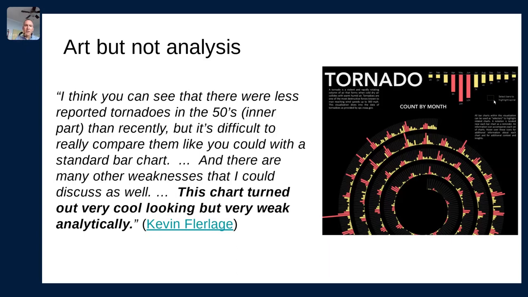It's interesting, the person who made this graph had this quote: you can see there are fewer reported tornadoes in the 50s, the inner part, than recently, but it's difficult to really compare them the way you could with a standard bar chart. Now, the bar chart would be kind of boring, but it gets the point across, depending on exactly what point you're trying to make. And at the end he says this chart turned out to be very cool to look at, but it's very weak analytically. I think that's something to think about when you're trying to prove a point, or, as I'll say, you don't really prove, you provide evidence for a point you're trying to make.